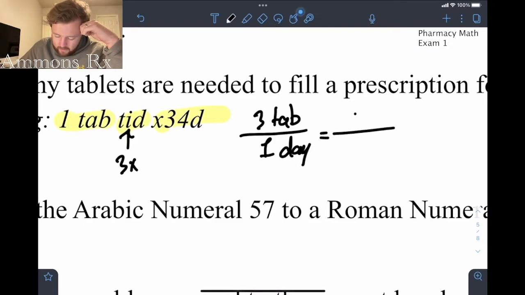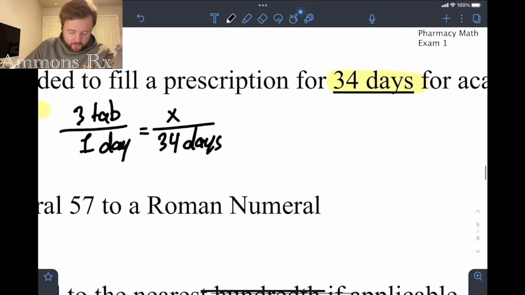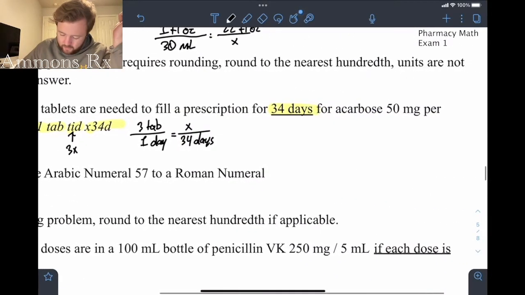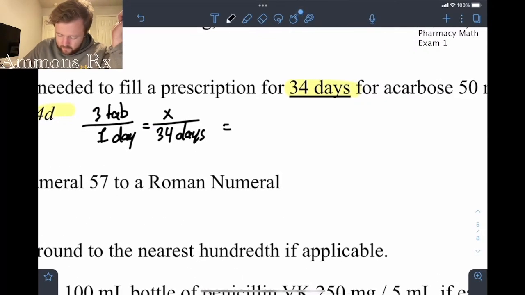How many do they need for 34 days? So it's just as simple as 34 times 3, which you should get 102. Okay.